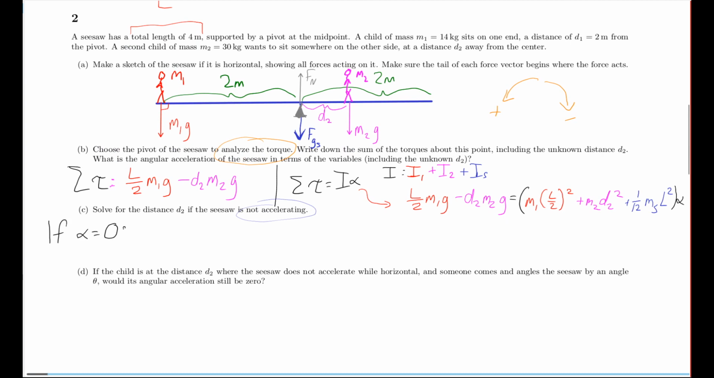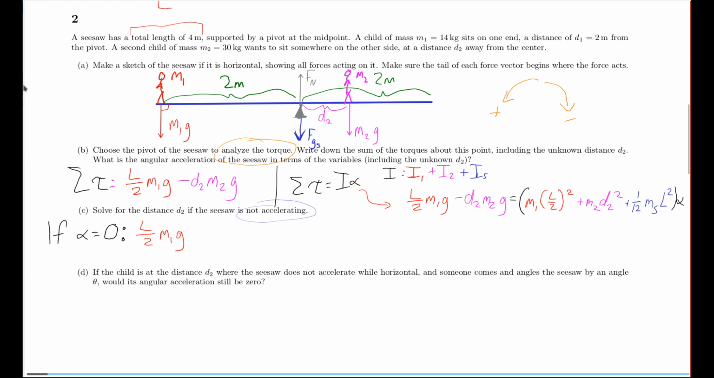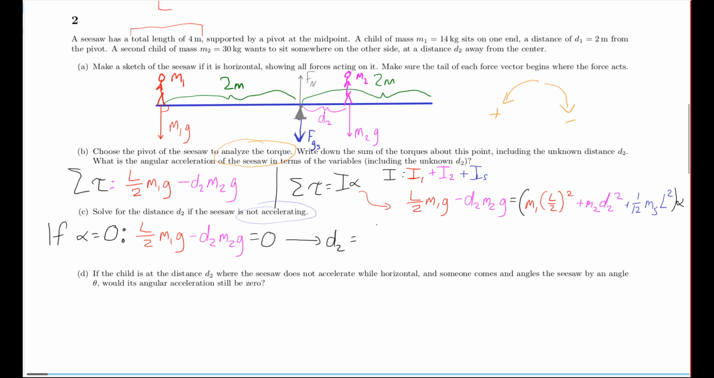If alpha equals 0, then I have L over 2 m1g minus d2 m2g all equals 0. So that's a pretty easy game to solve for d2. D2 is L m1g over 2 m2g. And the g's will cancel. So that's pretty easy.